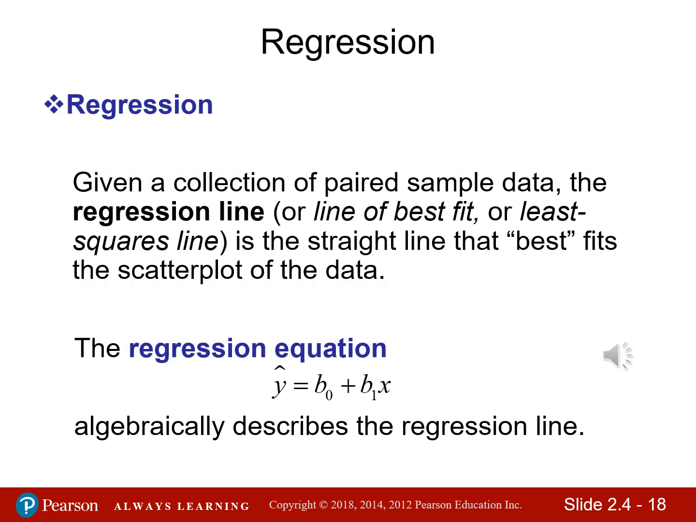A regression line is simply a straight line that fits the data. So with a given collection of paired sample data, the regression line is a straight line that best fits the scatter plot of the data. The regression line can be expressed as the formula y hat equals b0 plus b1 times x, where b1 is the slope of the line and b0 is the intercept of the line. We can use the regression line to make predictions about our y variable based on the value of our x variable.